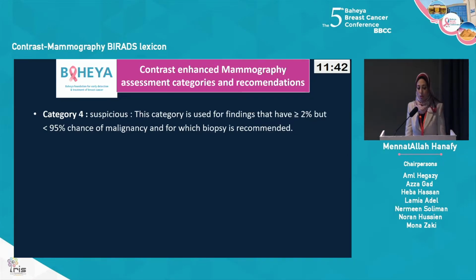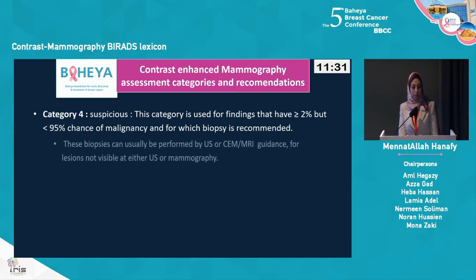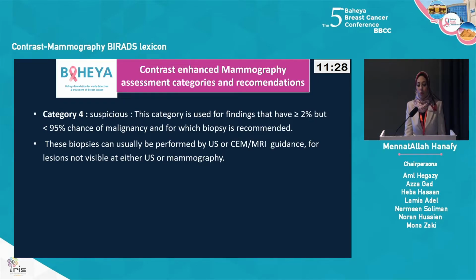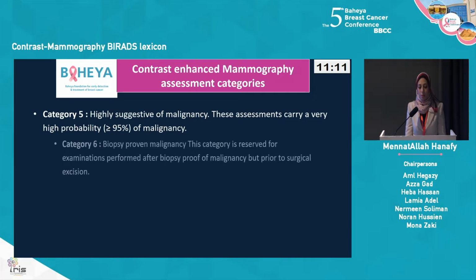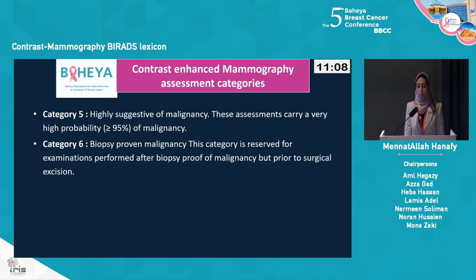Category 4, suspicious lesion. This category is used for findings that have more than 2% but less than 95% chance of malignancy, and for which biopsy is recommended. This biopsy can usually be performed by ultrasound, contrast-enhanced mammography, or MRI guidance for lesions not visible on either ultrasound or mammogram. Category 5, highly suggestive of malignancy. This assessment carries a very high probability of malignancy. Category 6, biopsy-proven malignancy. This category is reserved for examinations performed after biopsy-proven malignancy but prior to surgical excision.